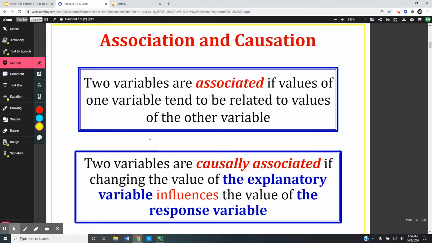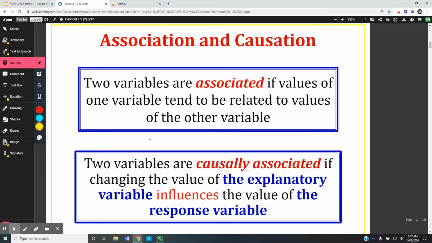It just happens. However, if two things are causally associated, if changing the value of the explanatory variable, remember that's on the x-axis and that's the one that's introduced first, influences the value of the response variable, and remember that's the y variable, the one that comes second, then you have a causal association. For instance, the temperature increases as the hours of the day increase in the AM. So as the sun comes up, the sun is the explanatory, the increase in the temperature is the response, and there is a causal association between where the sun is in the sky and how warm it is in the day.